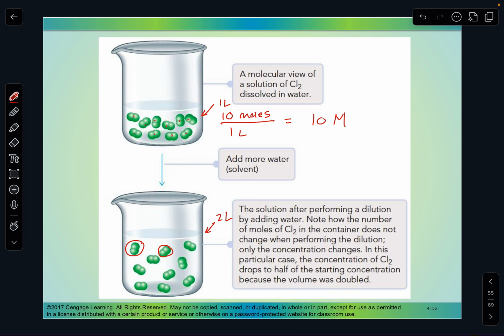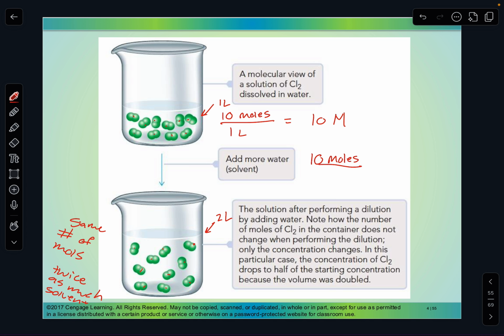If we add more solvent, let's say that this is now 2 liters of solution. We have 1, 2, 3, 4, 5, 6, 7, 8, 9, 10. We have the same number of moles, but twice as much solvent. And so this ends up being 10 moles divided by 2 liters, which gives us 5 molar. So we went from 10 molar to 5 molar. And we can also do that like this.